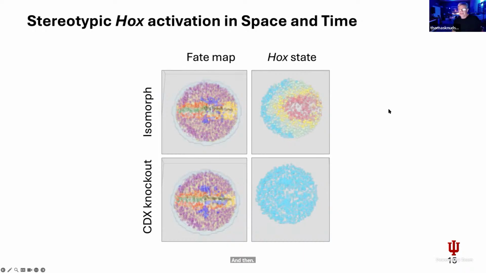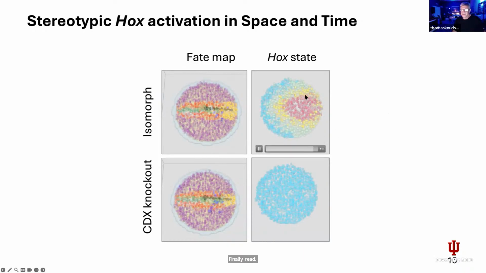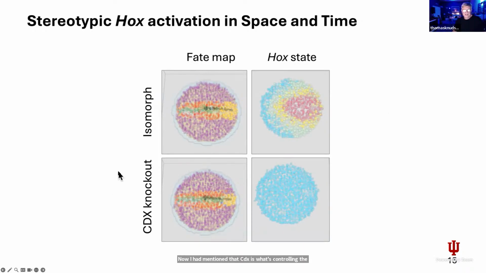Now, I had mentioned that CDX is what's controlling the progression of the Hox clock. So fibroblast growth factors will speed up the Hox clock, and say retinoic acid signaling will slow it down. But they work through CDX. And when you knock CDX out in the literature, you got big problems.